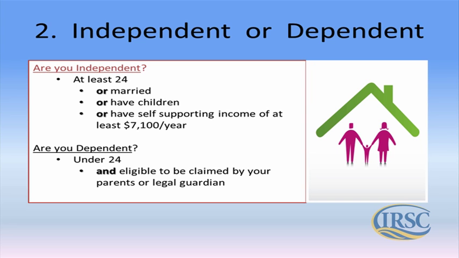To claim as an independent, you must be at least 24 or married or have children or have self-supporting income of at least $7,100 per year. To claim as a dependent, you must be under 24 and eligible to be claimed by your parents or legal guardian. For example, you would be listed as a dependent on your parents' tax form.